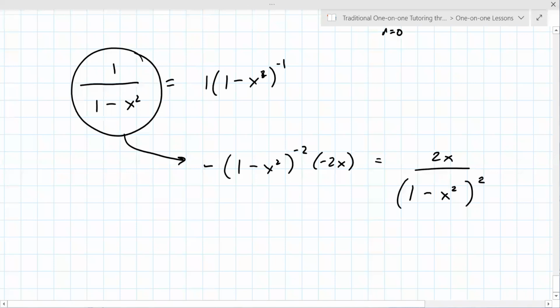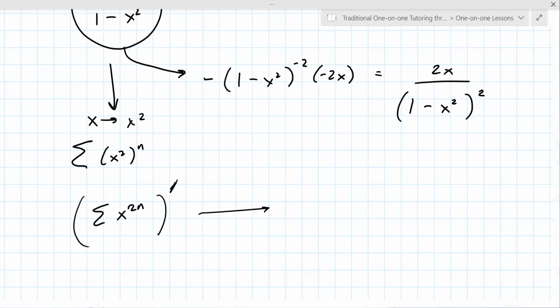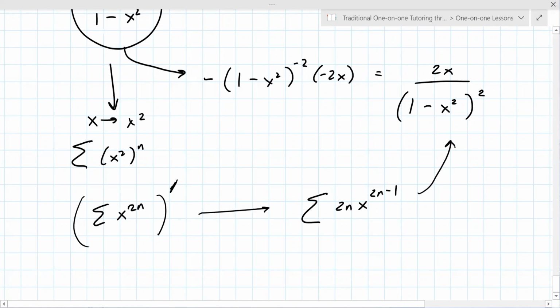Because there's a power in the bottom, that tells you it's probably a derivative of a power series. This one has a power series of, well, x goes to x squared, so it's x squared to the n. So this becomes sigma x to the 2n. And the derivative of this is going to work with this one on the right. So our derivative is sigma 2n x to the 2n minus 1. And that's the representation of that.